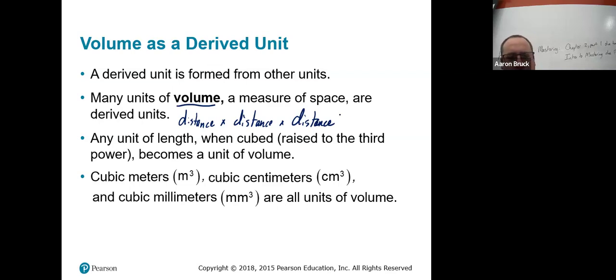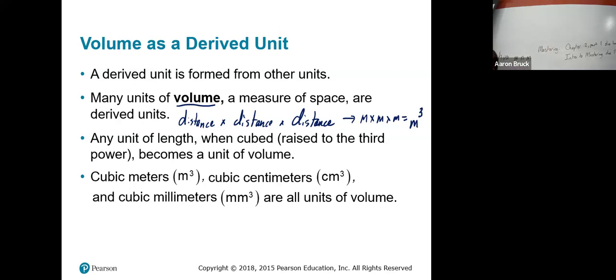And so if all of those measures of distance are base units, meters times meters times meters, cubic meters would be the official volumetric unit for that particular set of measurements.